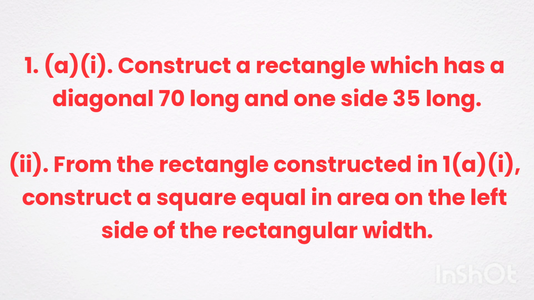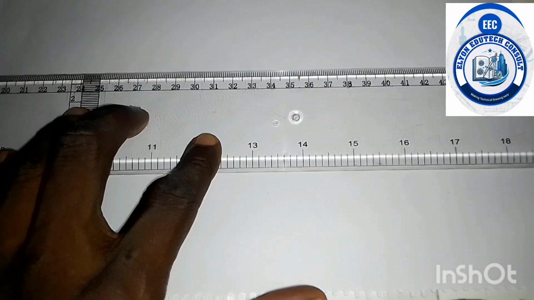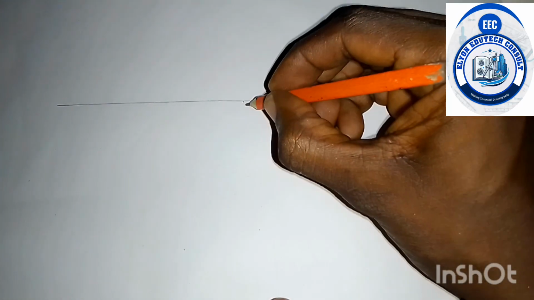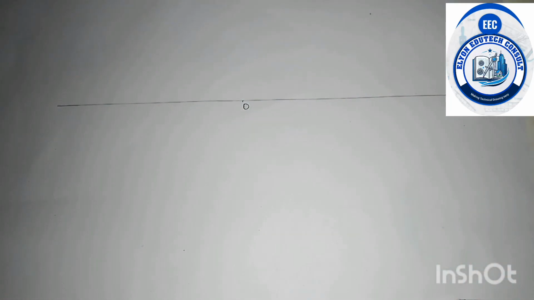Now, we begin with the first one there. We are to construct a rectangle which has a diagonal 70 long and one side 35 long. So the first thing I'm going to do, I'm going to be drawing a line. So this line will represent the center line of a circle. So I'll pick a point on that line. Let's call that O.